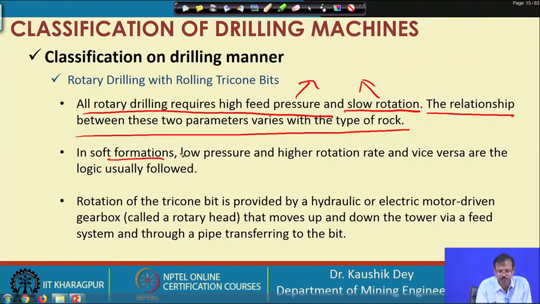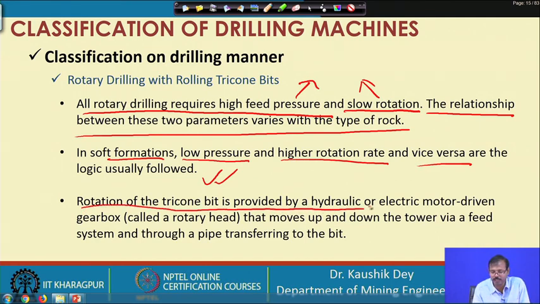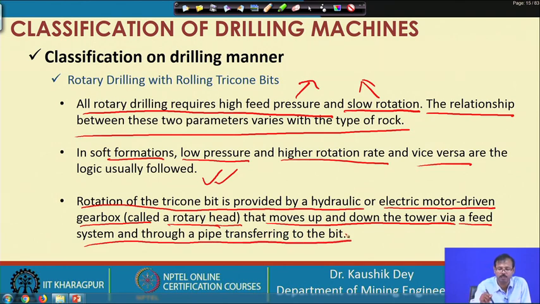For soft formations, low feed pressure and a high rotation rate can be used, and vice versa, but the exact value depends on the drillability. Rotation of the tricone bit is provided by a hydraulic or electric motor driven gearbox, generally called the rotary head, that moves up and down the tower via a feed system and through a pipe transferring system to the bit.